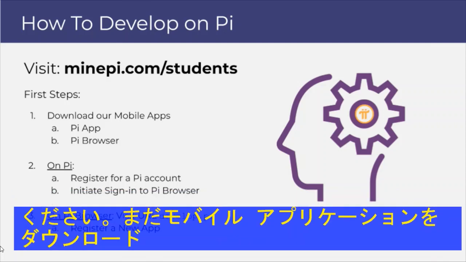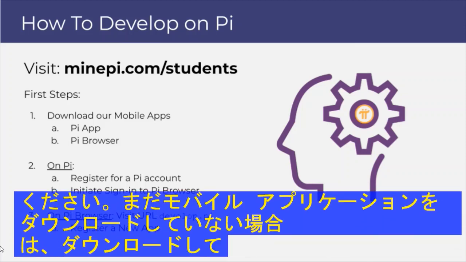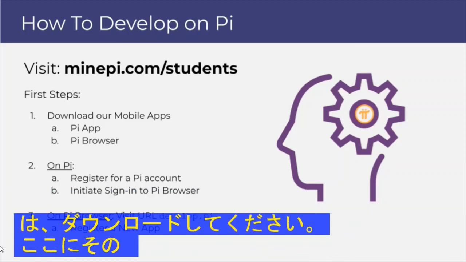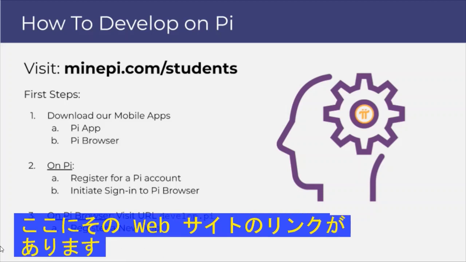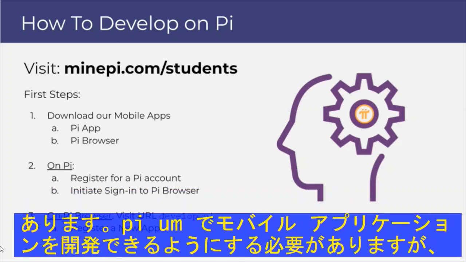If you haven't already, please download the mobile applications. There are links on that website. You will need the mobile applications to be able to develop on Pi.